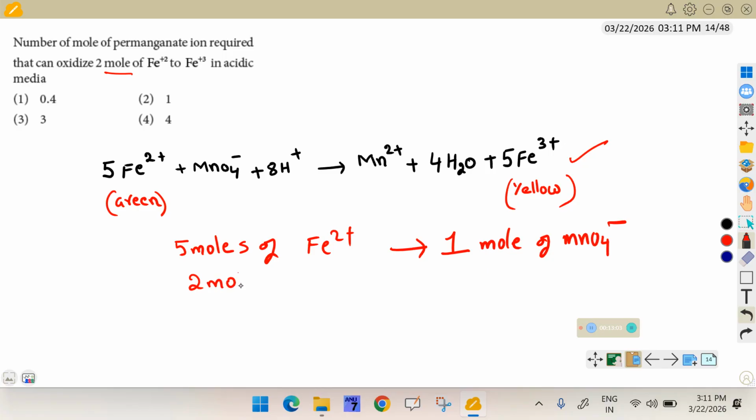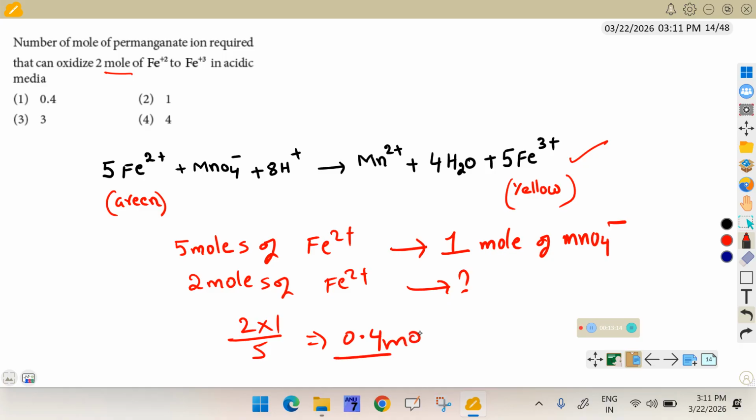Now the question is 2 moles. 2 moles of Fe2 plus require how many moles of MnO4 minus? 2 into 1 by 5, that is equal to 0.4 moles, sorry. First option.